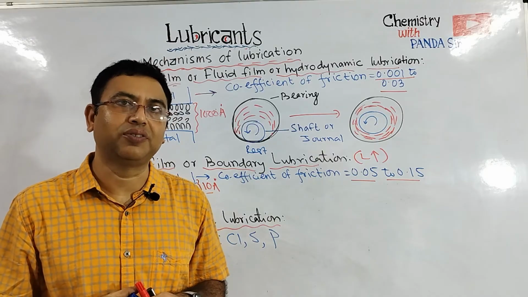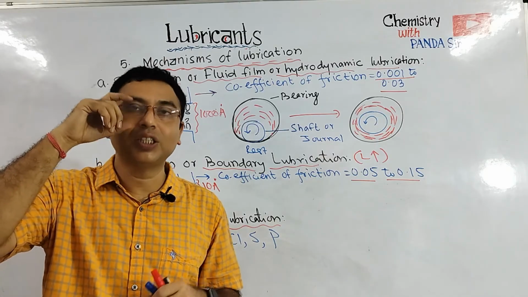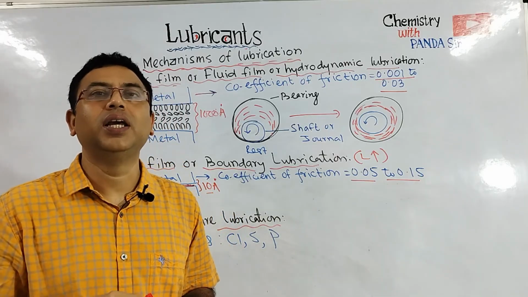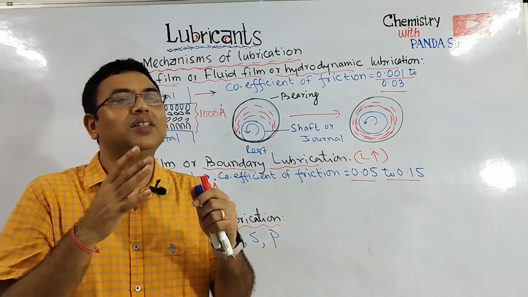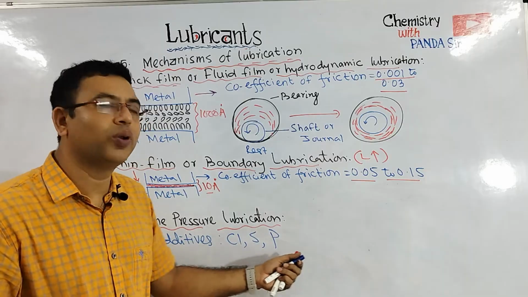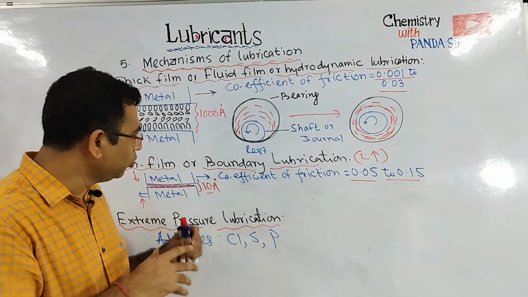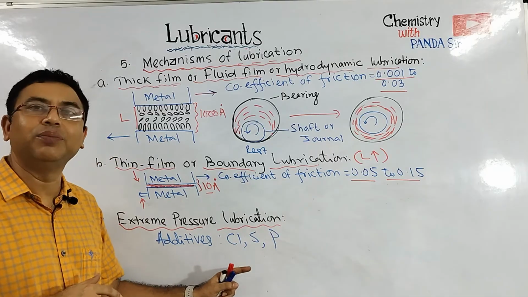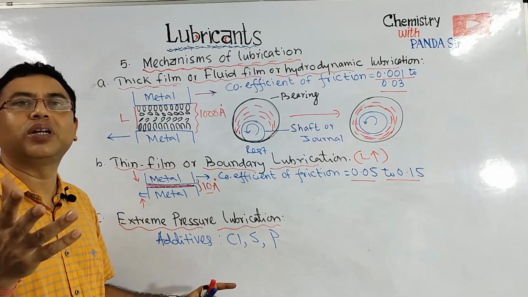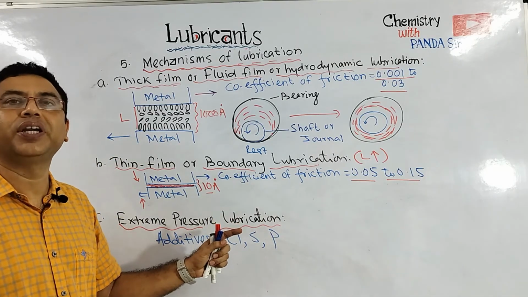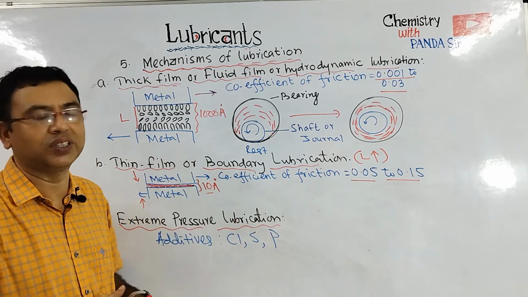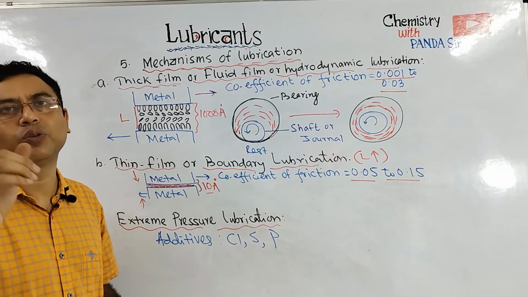Since there is a chemical reaction expected with the metal surface, we need to be very careful. If the metal is inert, it will not react with this chloride, sulfur, phosphorus. So with extreme pressure lubrication, as I said, we go with the additive. This additive reacts with the metal surface, forming a lubricating film between the two moving surfaces and solving our purpose of reducing the friction.